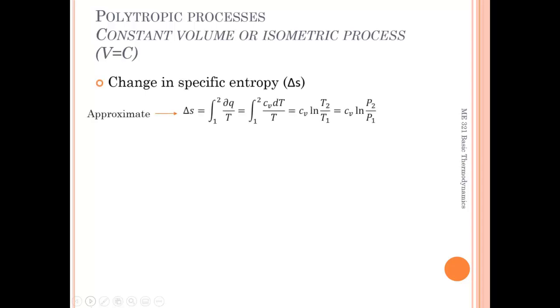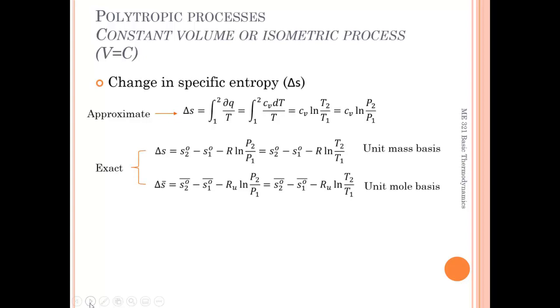Now, the change in specific entropy can be approximated using the average specific heat at constant volume of the gas. Take note that if the final and initial temperatures of the gas are unknown, we can still find the approximate value of the change in specific entropy by using the ratio of the final and initial absolute pressures instead.